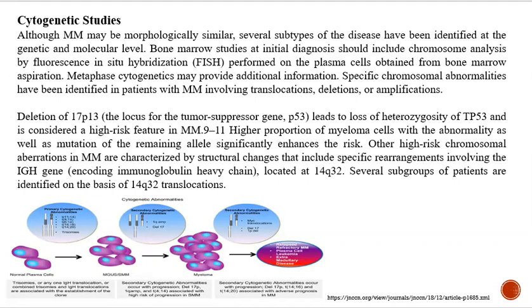Other high-risk chromosomal aberrations are characterized by structural changes that include specific rearrangements involving the genes encoding the immunoglobulin heavy chain, located on chromosome 14. Several subgroups of patients are identified on the basis of translocation from 14 to 32.